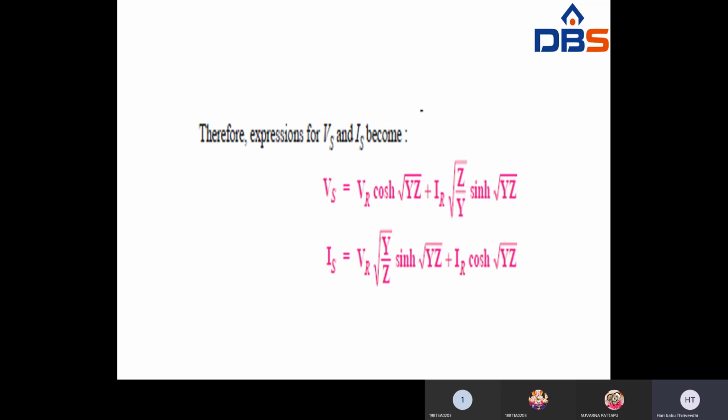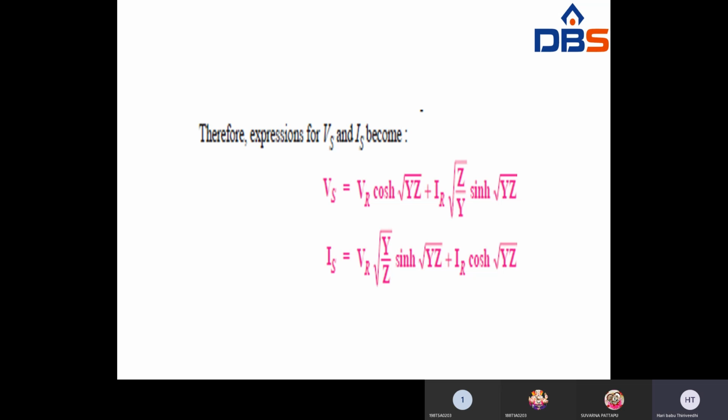So now therefore the expressions are, sending end voltage Vs is equal to Vr cos root yz plus Ir root z by y sin root yz. Similarly, sending end current Is is equal to Vr root y by z sin h root yz plus Ir cos root yz. Generally, how can you find the sin h root yz, cos h root yz? By using hyperbolic expressions, right? Sin hx, cos hx. Sin hx means 1 plus x by 2 factorial, x square by 4 factorial, like that. You have to give the expressions.